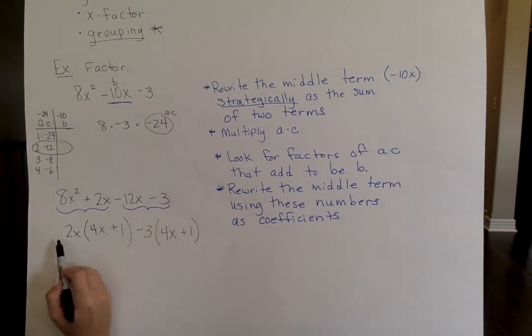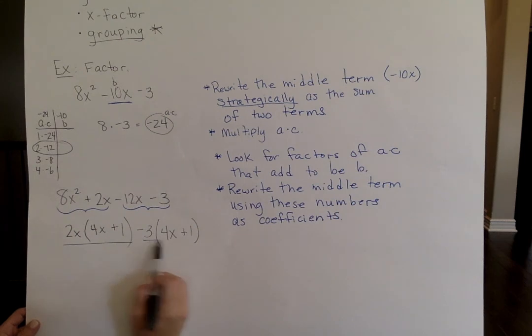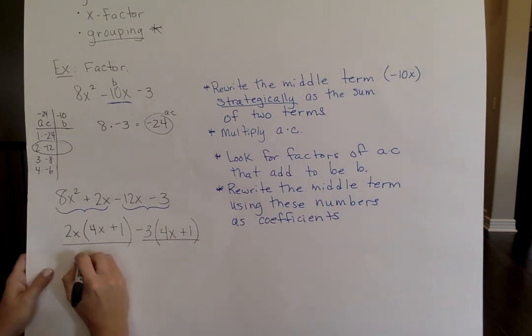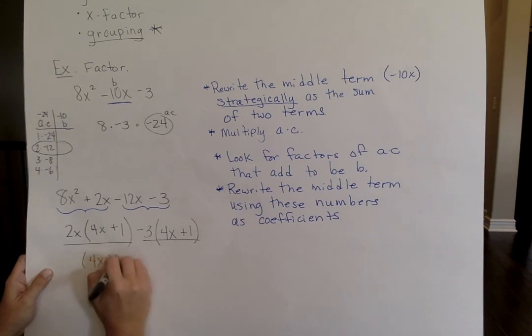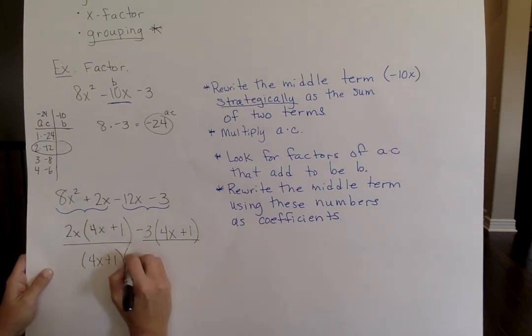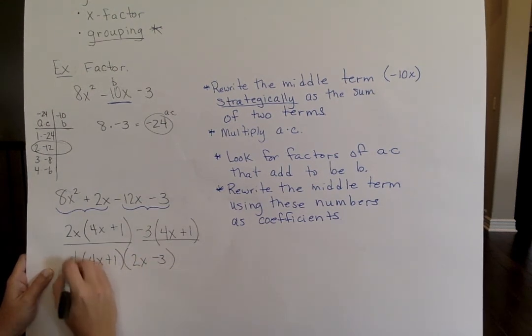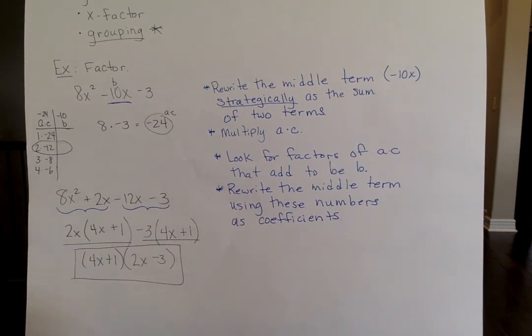And now, again, we can group. We're looking at these 2 terms. What do they have in common? They have 4x plus 1 in common. What's left over is 2x out of that one and a minus 3 out of that one. Okay? And that is how we factor with this method. Okay? All right, I'm about out of time on this one, so I'm going to stop it, and we'll do another example in a moment.